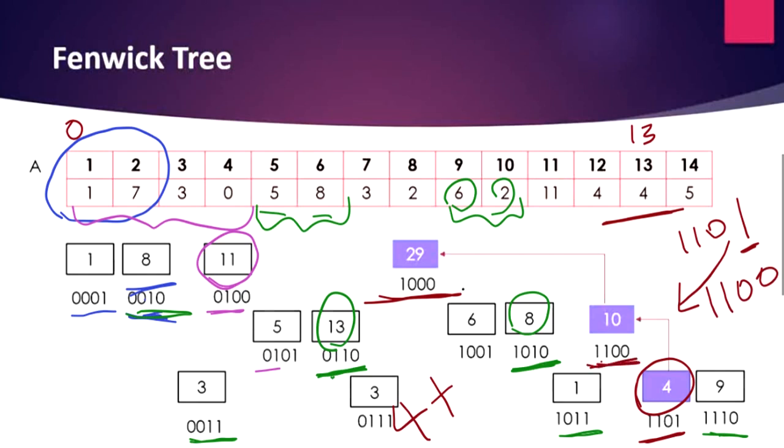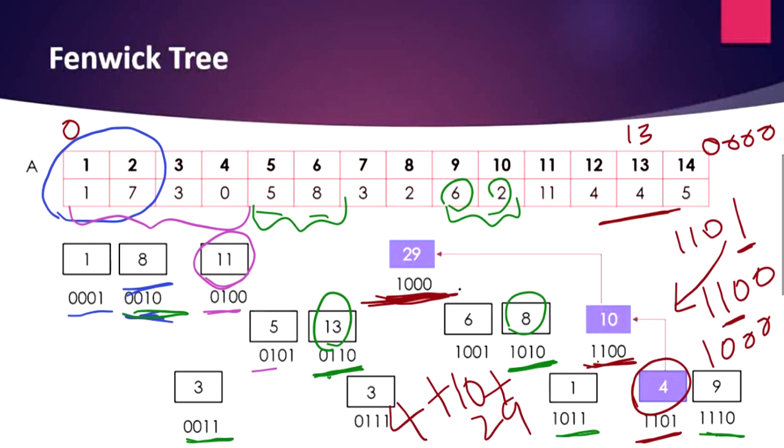1100 is having 10. So we have to add 10 along with 4. Then again, flip the rightmost one in the given binary number. If you flip the rightmost bit, it is going to become 1000, and what is there in 1000 must also be added to this. So we are adding 29. We are left with 1000. If you flip the rightmost one in this number, it is going to become 0000, so we have nothing left to flip. So 4 plus 10 plus 29 is actually going to give you the sum of the range 0 to 13.